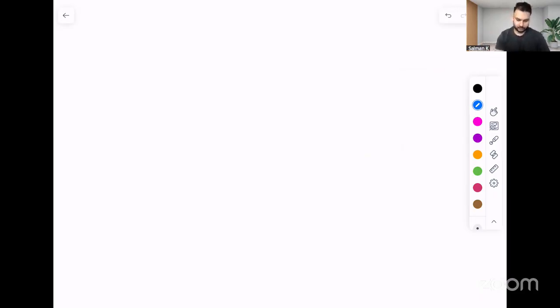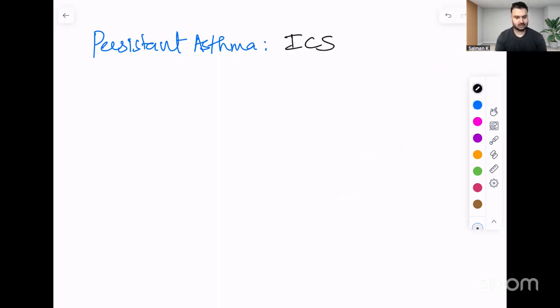Anyway, now imagine if they're saying something called persistent asthma. Persistent asthma due to any type. What is the drug to be given in the treatment? ICS, inhalational steroids. This is the answer you should give. If they say aspirin induced asthma, then what do you answer?